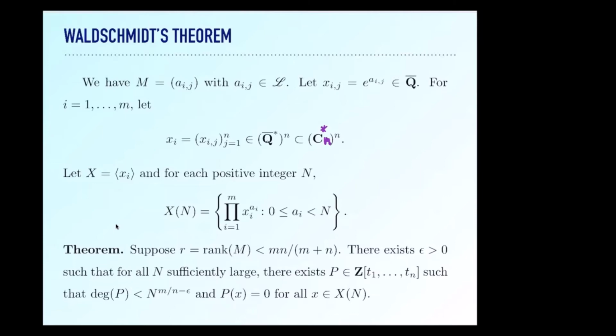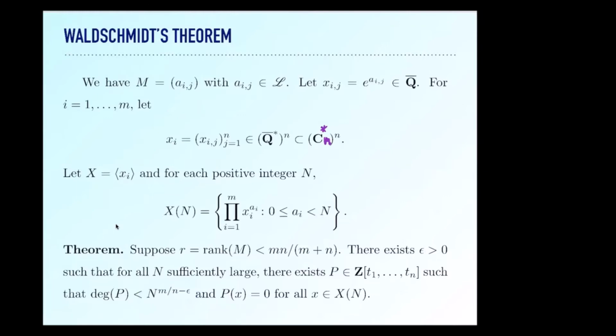Okay, so now here's Waltzman's theorem. Waltzman's theorem is the existence of an auxiliary polynomial. Suppose we're in this situation where the rank of this matrix of logarithms of algebraic numbers is small, so suppose the rank is less than m times n divided by m plus n. Then there exists an epsilon greater than 0 such that for all capital N sufficiently large, there is a polynomial with integer coefficients and whose degree is less than N to the little m over n, minus epsilon, and that vanishes on all these points.